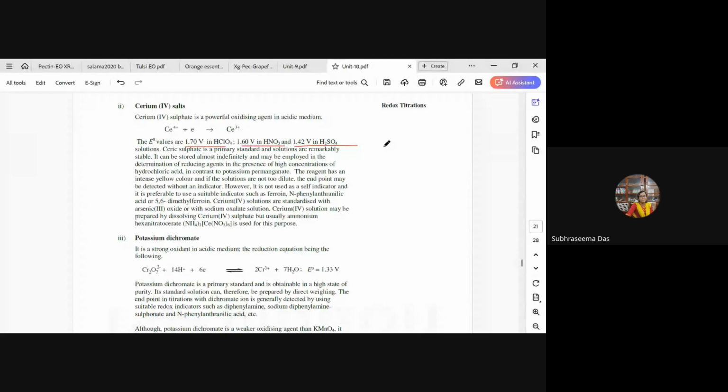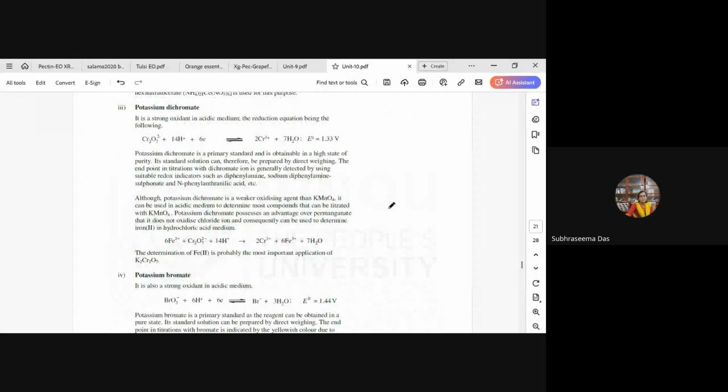But cerium 4 salts are not used as a self indicator, and it is preferable to use ferroin for such purposes.